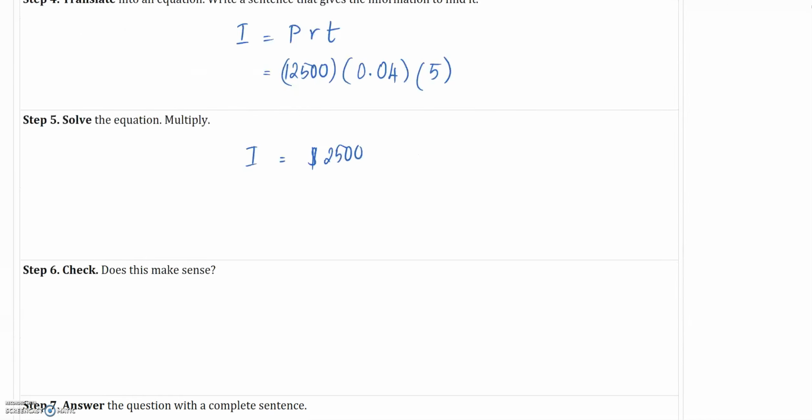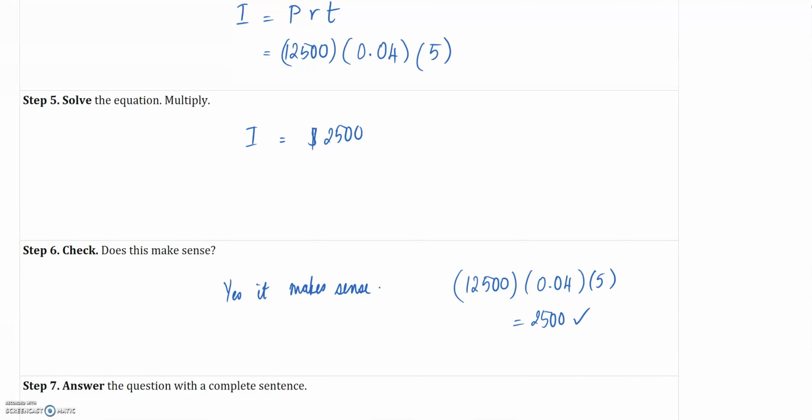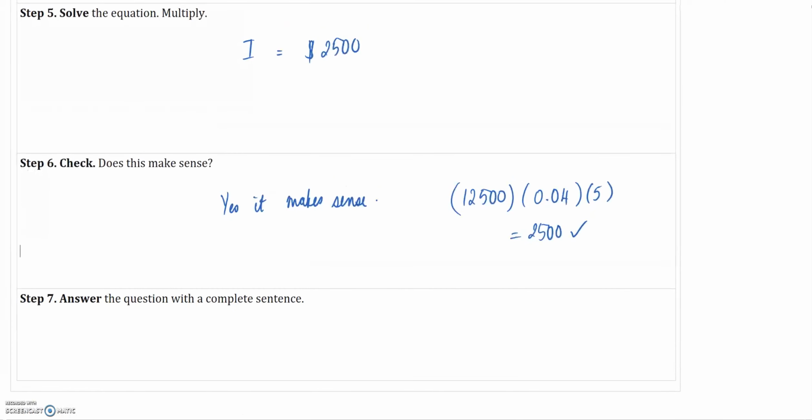Perform the check. Multiply them out. Yes, it makes sense. But you're just basically trying to do 12,500 times 0.04 times 5, which comes out to be 2,500. And then come back here and conclude your answer.